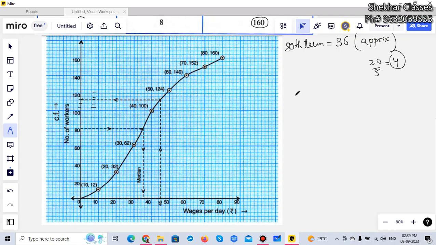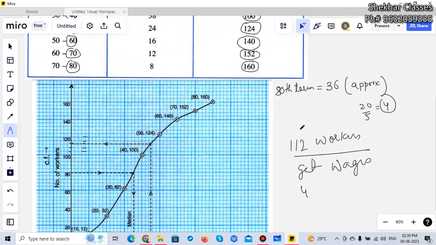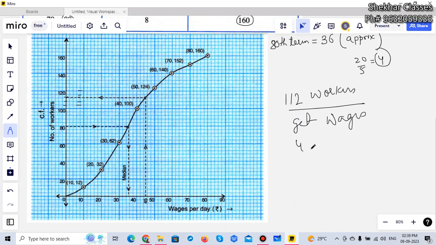So it will be 112, right, workers get wages, how much? 45 rupees and above, right? Is it saying 45 and above can earn more than 45 a day? So that is how much? It's not the answer here. 112 workers, fine, that is the number of workers here, 112.